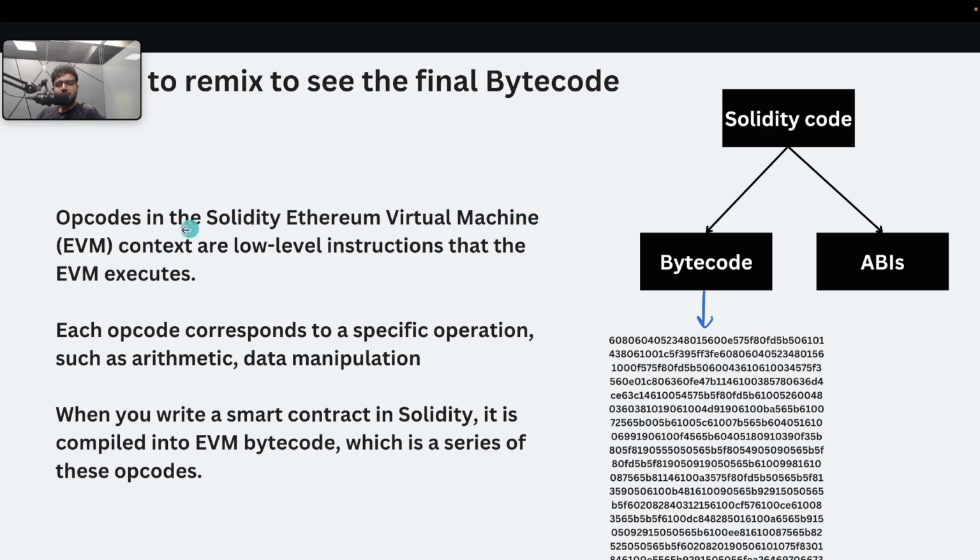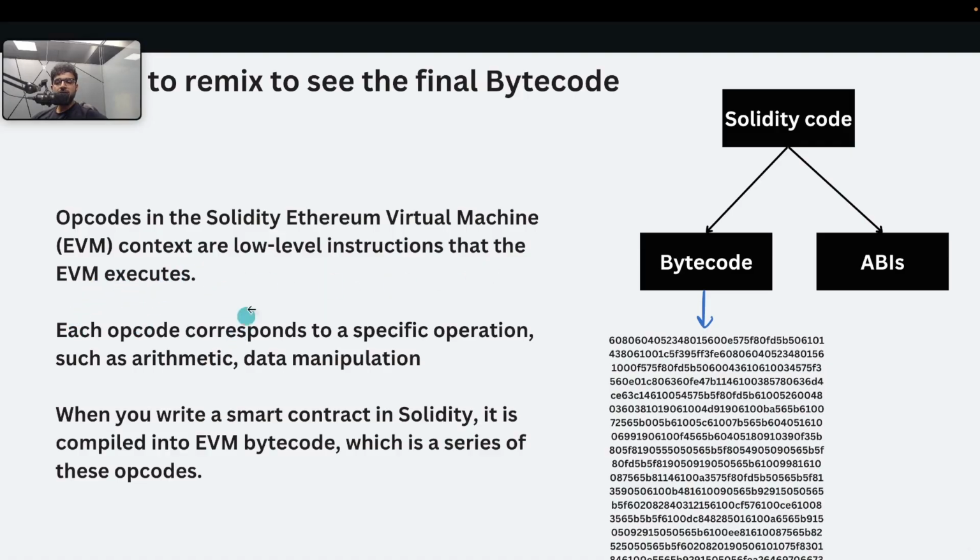Opcodes in Solidity's Ethereum virtual machine context are low-level instructions that the EVM executes. When you give the Ethereum virtual machine something like this, it understands कि the first दो number जो हैं यहाँ पे, the first byte maps to an instruction कि ये कर भाई. The next two bytes might map to an instruction, might map to some data, but all of these bytes are hexadecimal. First 6 is 4 bits, 0 is 4 bits, so on and so forth. So 60 is 1 byte. This byte represents an instruction in Ethereum, an opcode in Ethereum.